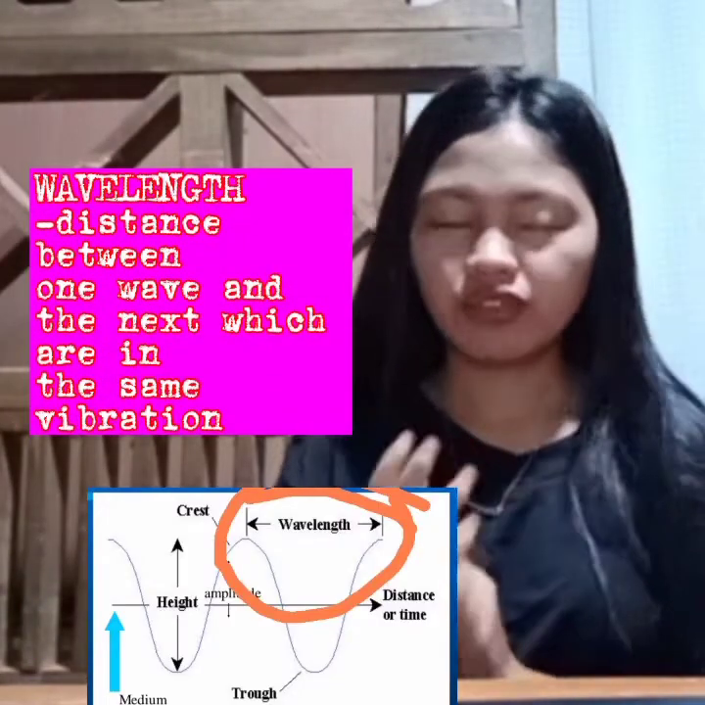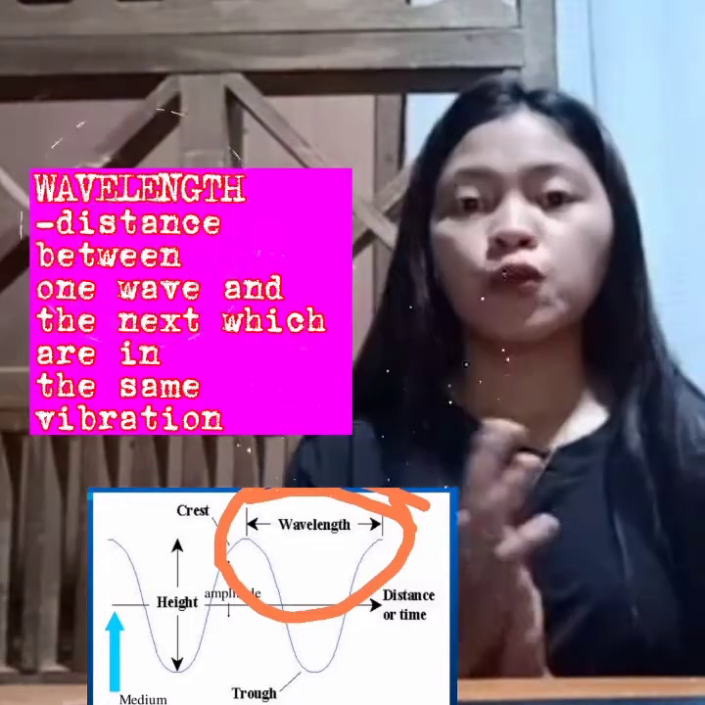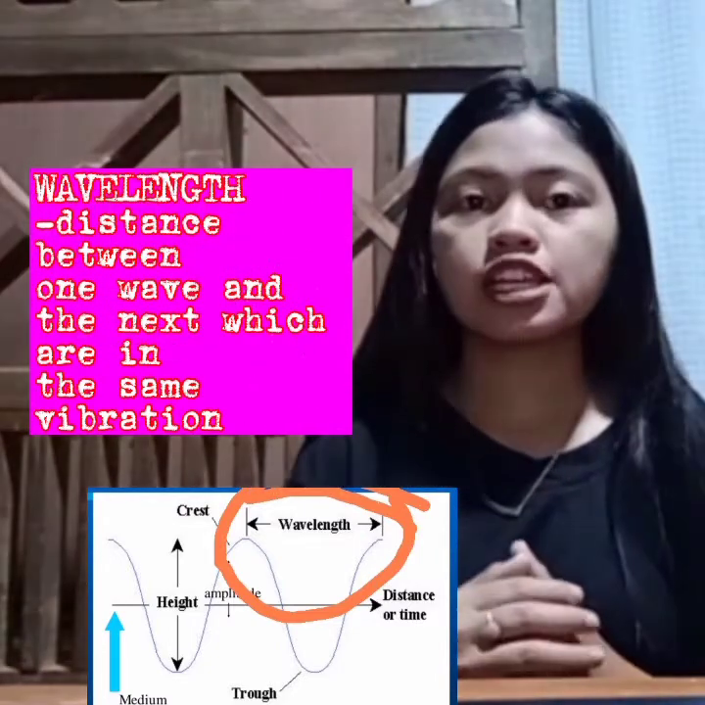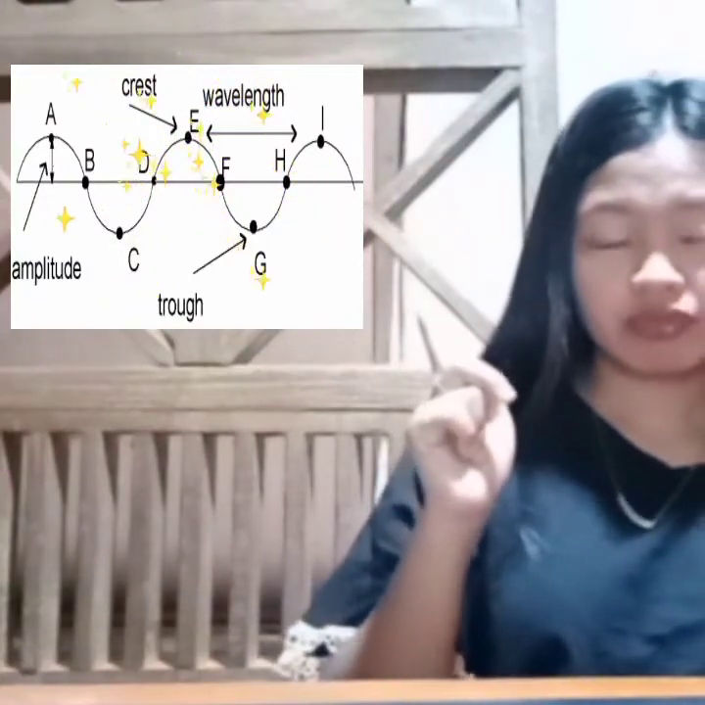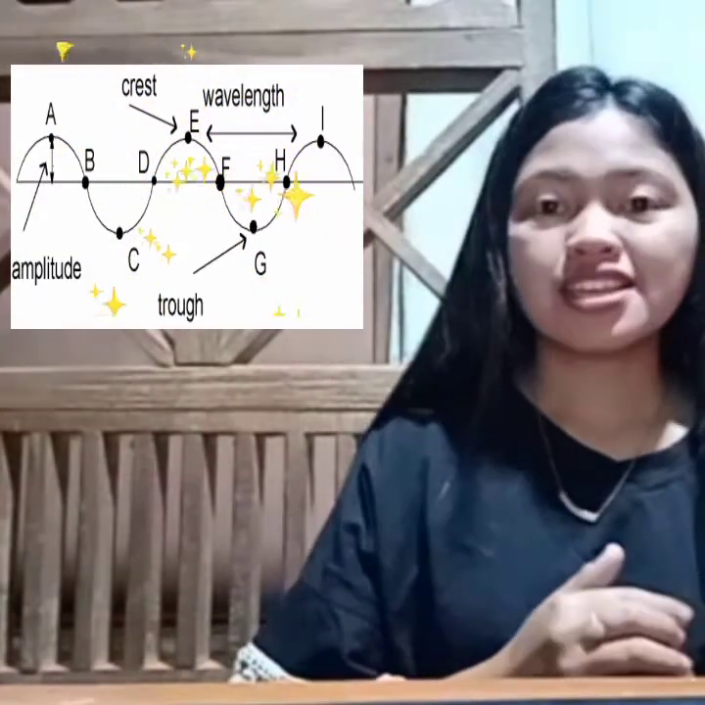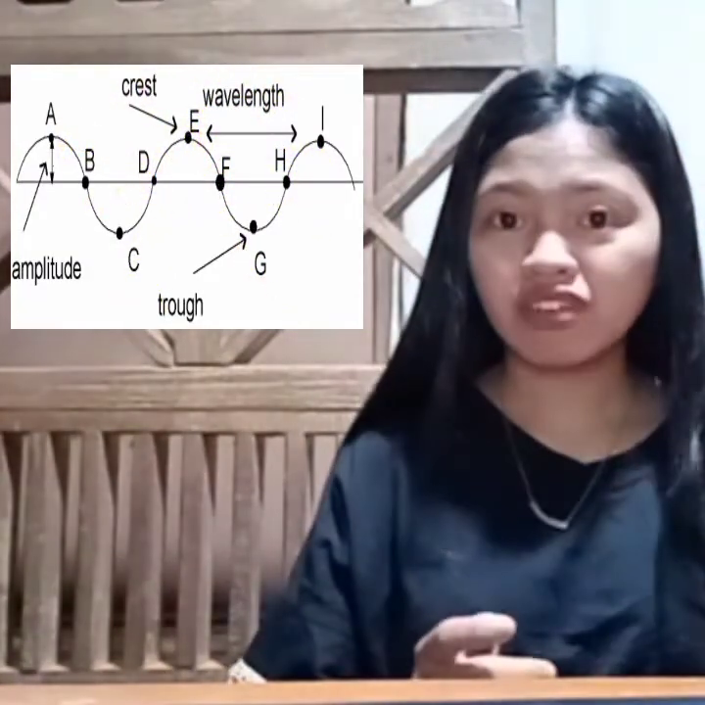Now, let us proceed to the wave properties. First, we have the wavelength. Wavelength is the length of the repeating wave shape, or the distance between one wave and the next. Wavelength is represented by the Greek letter lambda. As you can see in this picture, wavelength is the distance between one wave and another wave.